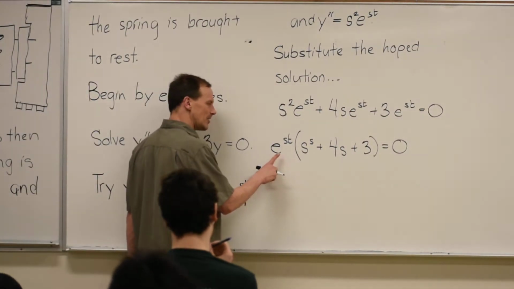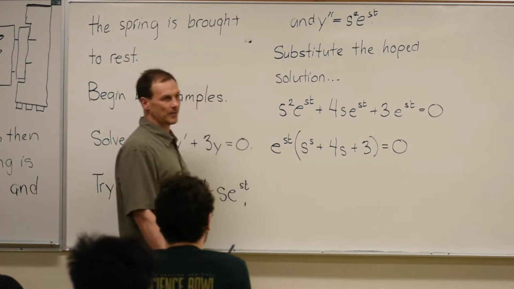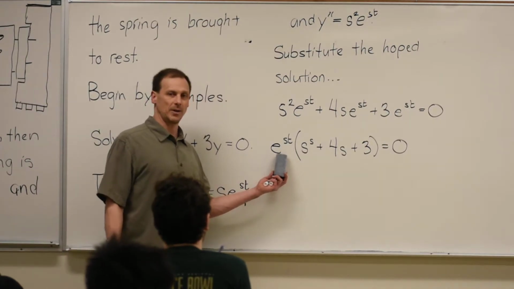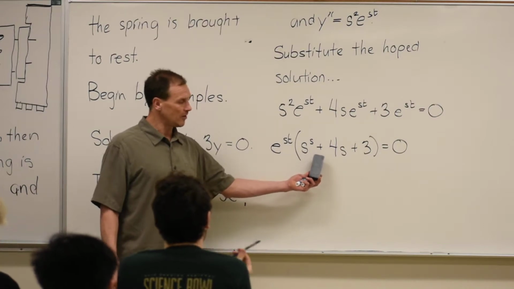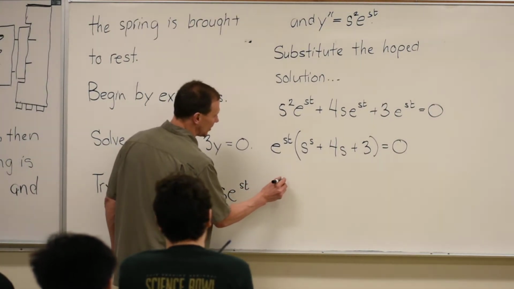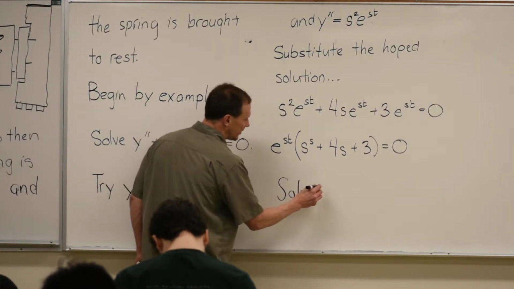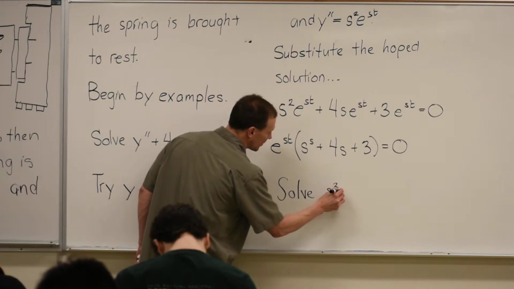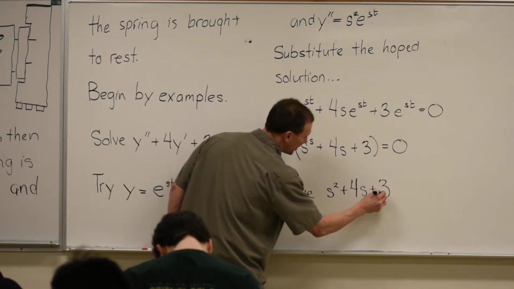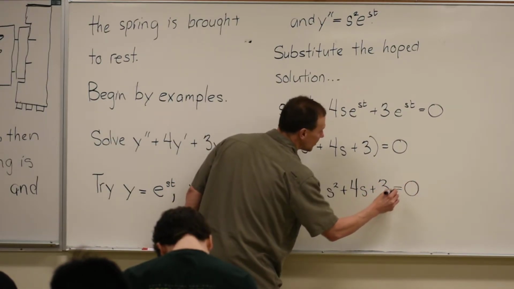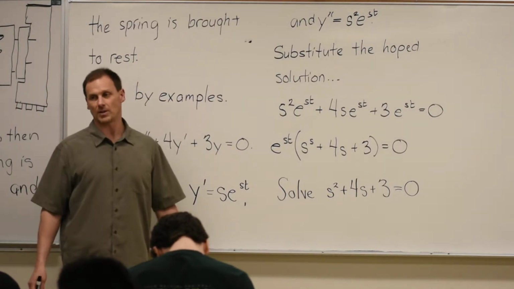Okay. So either e to the st has to be 0 or the second factor has to be 0. And without any better knowledge, as far as we know, e to the st is not 0. So let's solve this. So we're going to solve s squared plus 4s plus 3 equals 0. This shouldn't be too difficult.